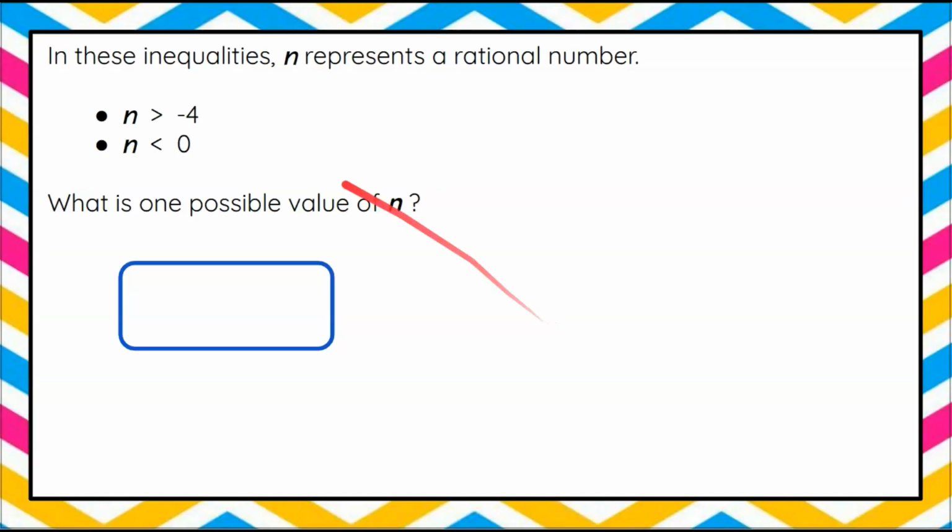In these inequalities, n represents a rational number, n greater than -4, and n less than 0, and we want to determine what is one possible value of n.